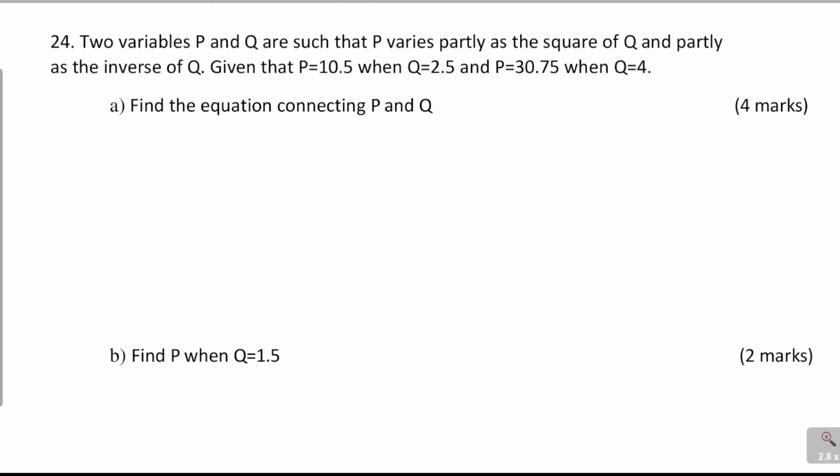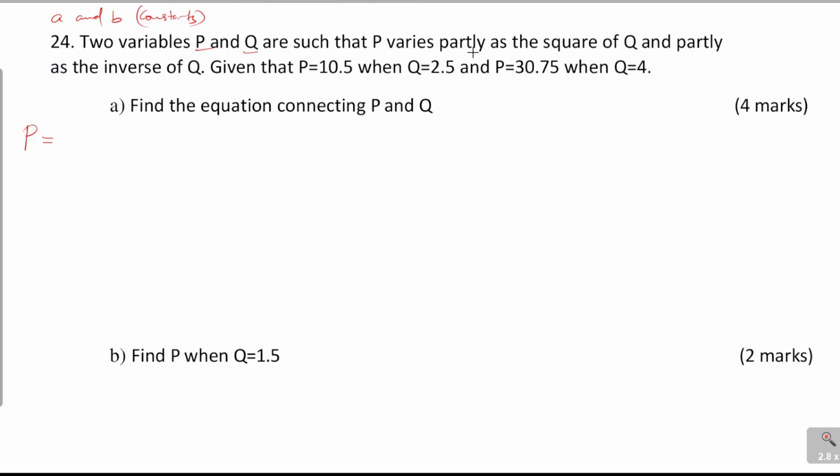So this is a partial variation. So let us write this equation. Two variables p and q such that p varies partly. For partial variation we use an equal sign, and we must choose the constants that we are going to use for partial variation. I'll choose the constants to use as a and b. So those are the constants that I'm going to use.